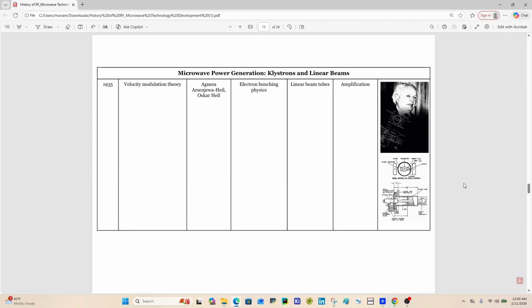In 1935, velocity modulation theory was developed by Agnesa Arsenjewa and Oskar Heil, and it used electron bunching physics to develop linear beam tubes, and this enabled amplification at microwave frequencies. The idea was that instead of focusing on modulating the density of electrons as you would with a grid structure, you should focus on affecting or increasing the speed of the electrons, similar to the definition of current, where you can move a large number of charges per second across the surface or accelerate a fewer number of charges and still get the same current.